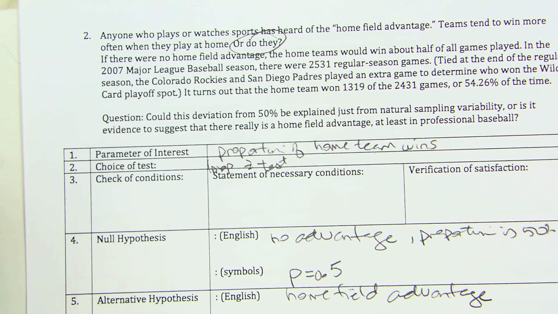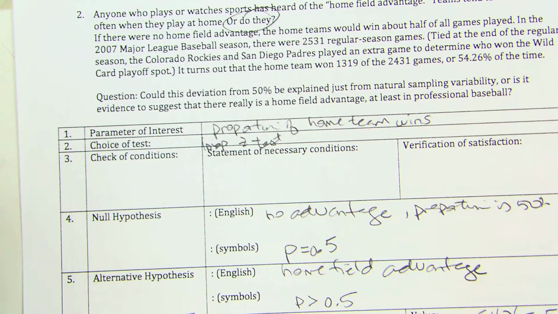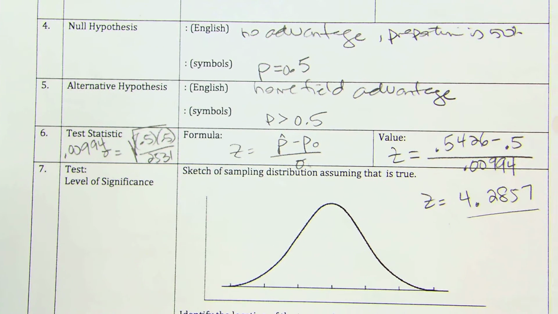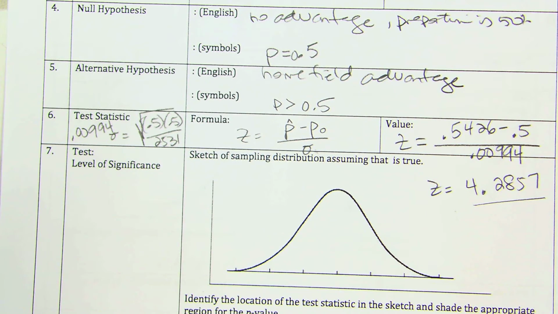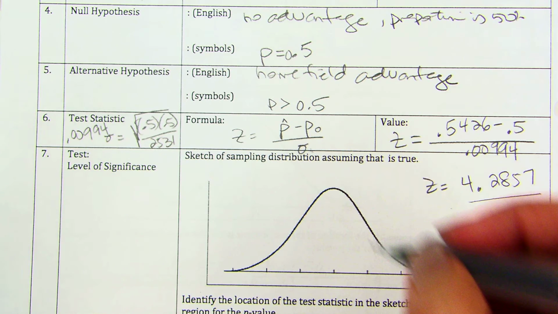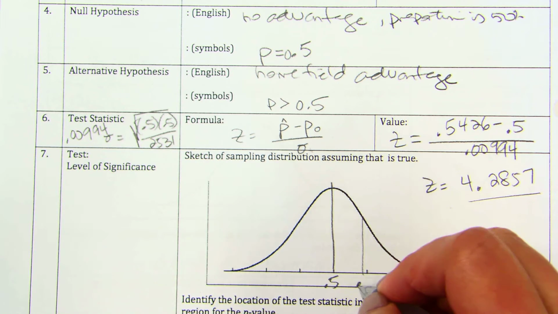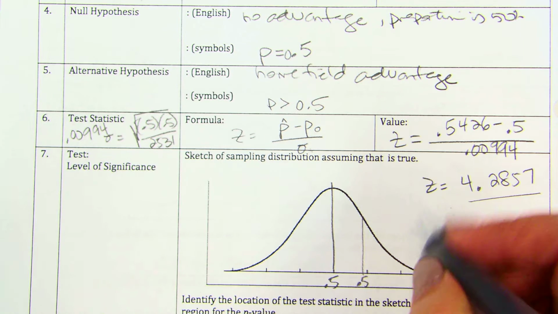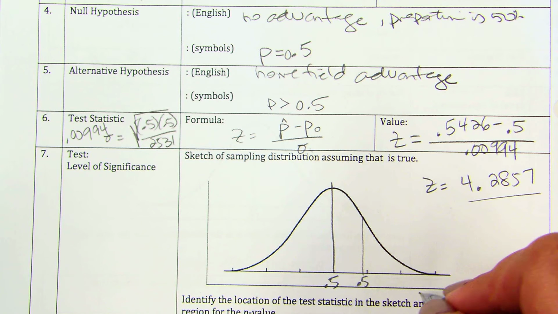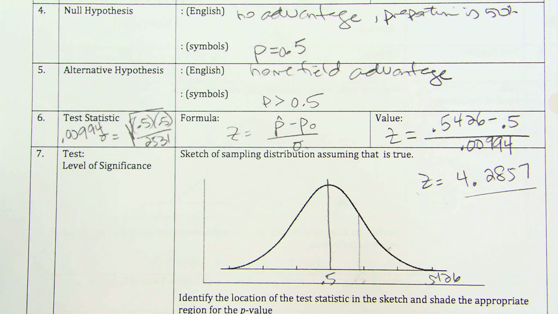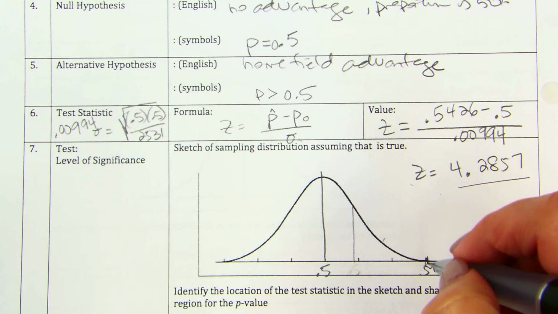So with a Z-score, that's about 4 standard deviations away from the mean. That should be telling you that we're going to have a very small p-value. Okay, all right. So here's our center, 0.5. Over here, oops, sorry, it should be way down there, 0.5426. Okay, all right, and we're going to shade here. That's going to be our p-value.